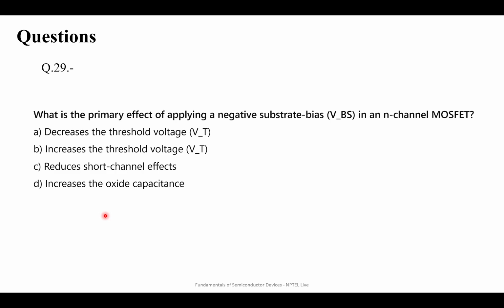And the next question: what is the primary effect of applying a negative substrate bias VBS in an N-channel MOSFET? Decreases the threshold voltage VT, increases the threshold voltage VT, reduces short channel effects, or increases the oxide capacitance. Option C, sir. Increase threshold voltage, sir. That is correct. It will increase the threshold voltage.